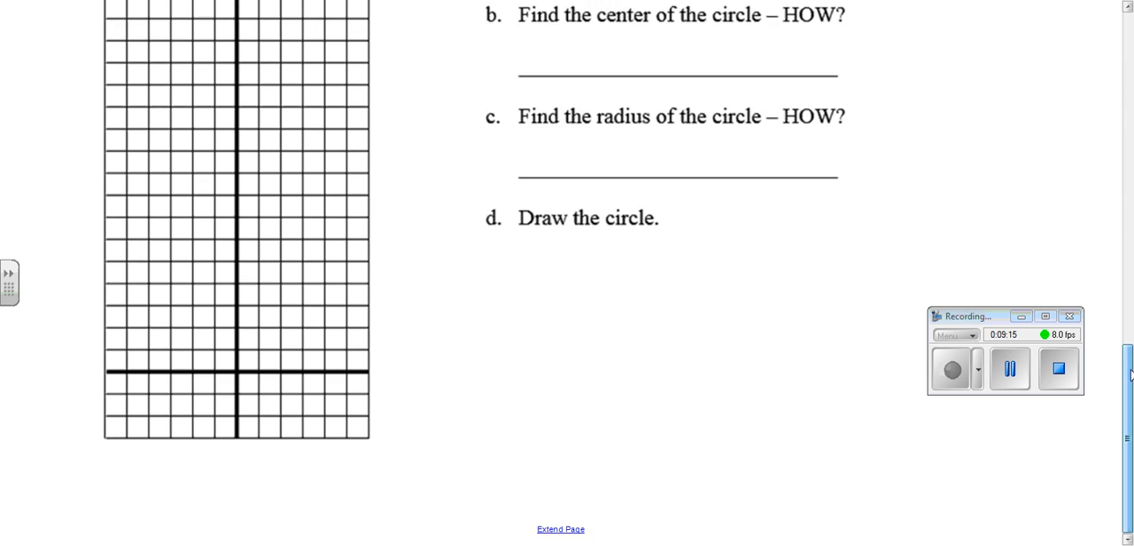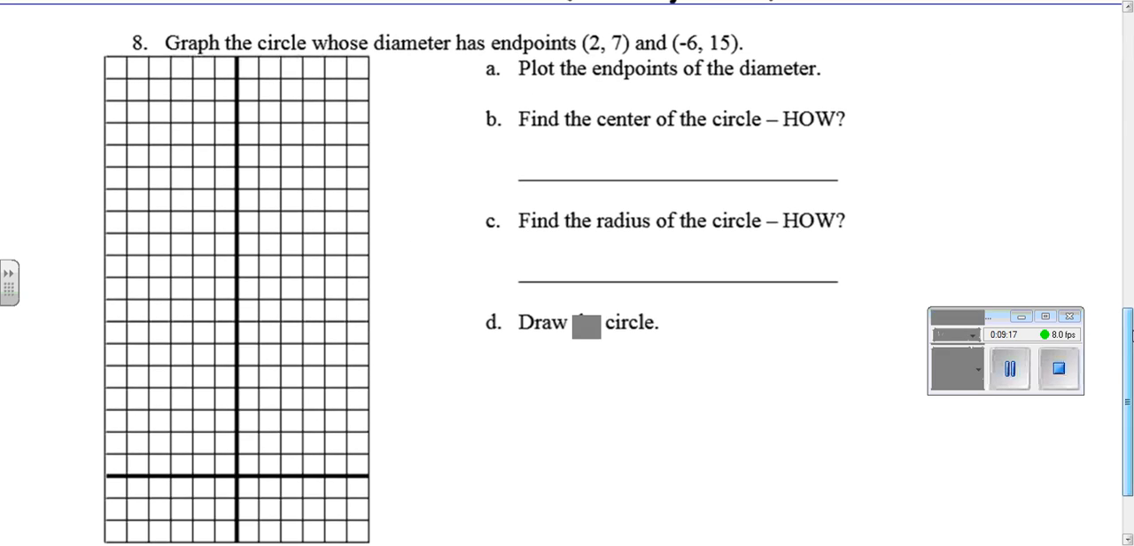All right, question number 8. Graph the circle whose diameter has endpoints. So now we're not just plotting 2 points for the radius, we're plotting the endpoints of the diameter. Let's start off by plotting our points at 2, 7 and negative 6, 15.